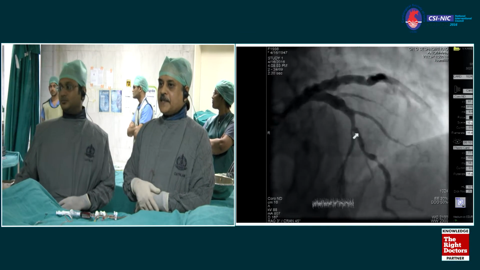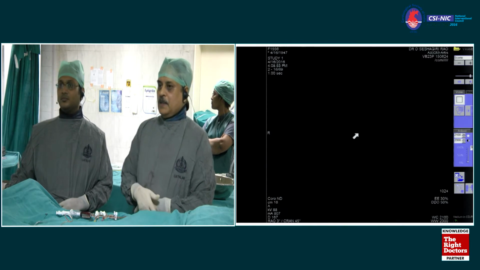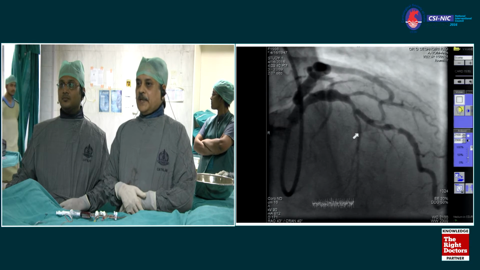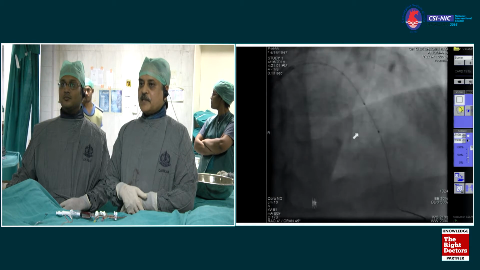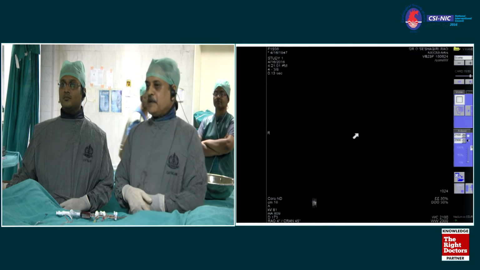You have the circumflex also crossed already? Yeah, we already crossed. Just show the next phase, please. We might be running short of time, just start. Show the next frame. Yeah, crossed with an extra support wire. Dilated the tightest portion of the lesions with a 2.5 into 15 millimeters balloon.